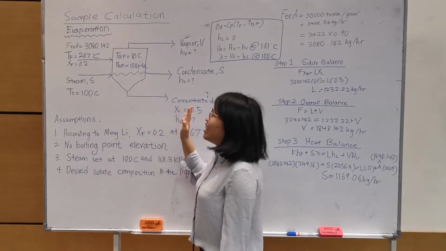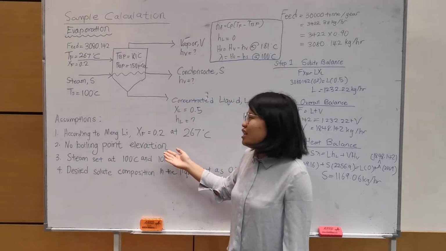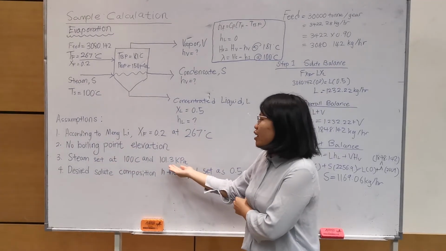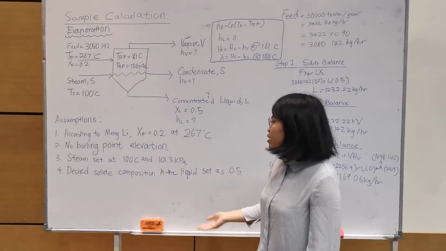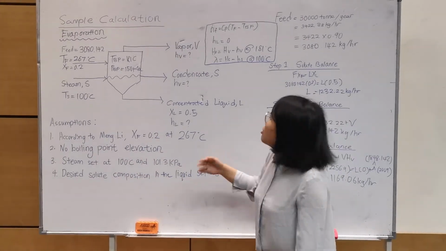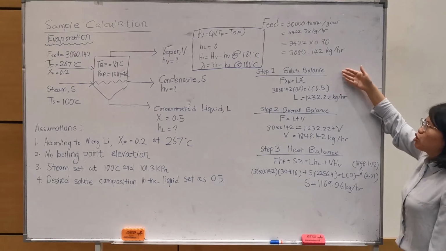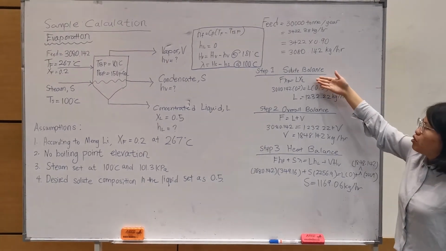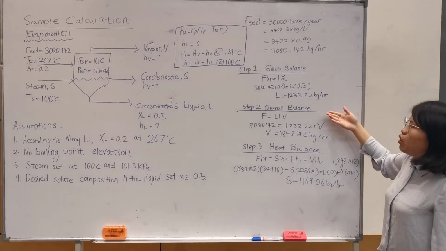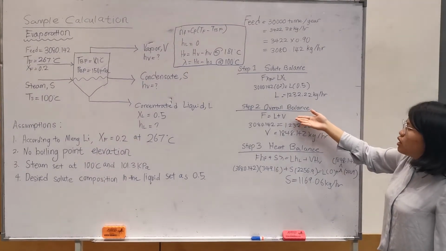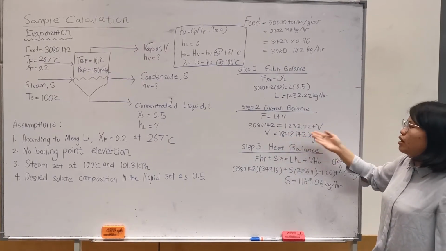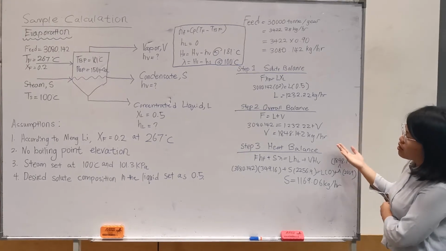For the evaporation, we don't have boiling point elevation, so our vapor will be 0 and stay set at 100 degrees and 101 kPa. Our desired solute composition in the liquid will be 0.5. So here is our calculation. We calculate our solute balance first using this formula, and we get L equals 1232.22 kg per hour. Then we go to the overall balance using this formula, and we get the P vapor is 1848 kg per hour. The next step is the heat balance.